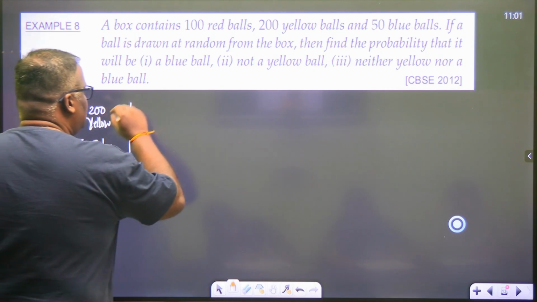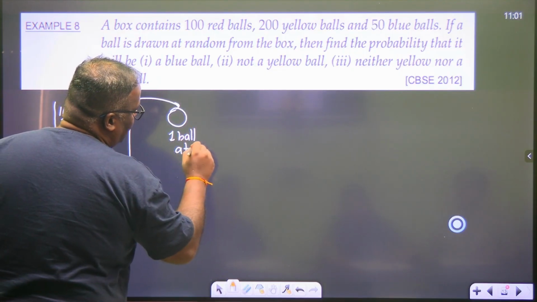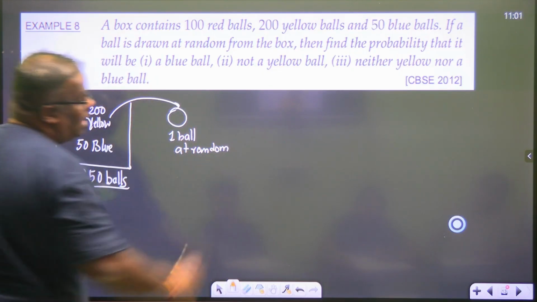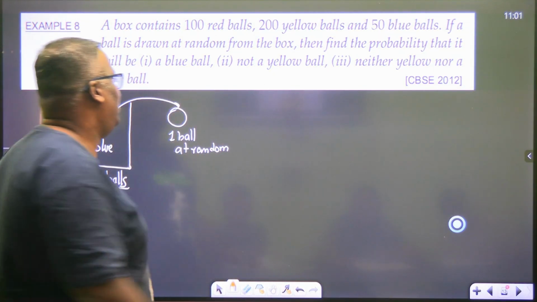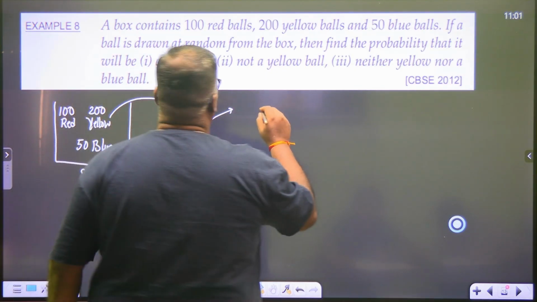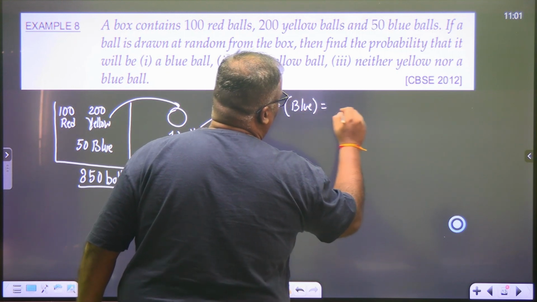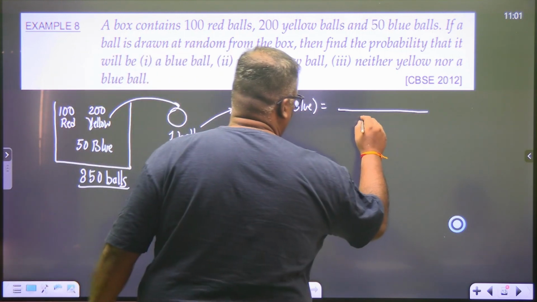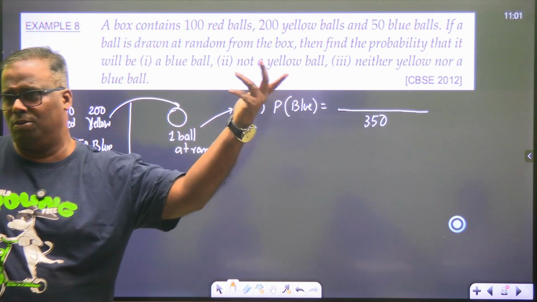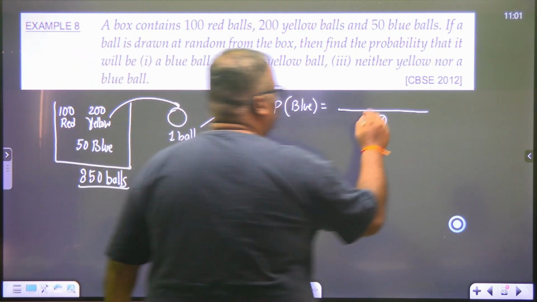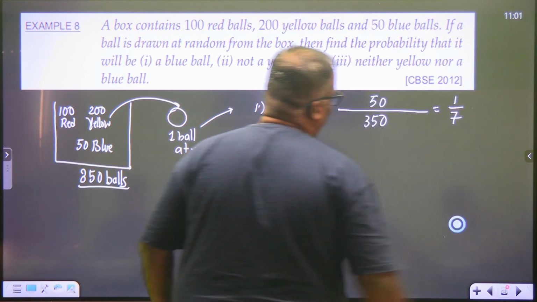Now what you are doing? There is a person who is drawing out one ball at random. Do you know why the word random has been used? Random means he won't let you see. Game of fortune. One ball at random. Now based on this the questions are asked. First question is find the probability that it is a blue ball. Total number of options, how many, beta? 350. Out of them how many options favor me? Any one out of the 50 balls is a favorable option. Clear? So what do I write here? 50. So our answer becomes 1 by 7. Clear?